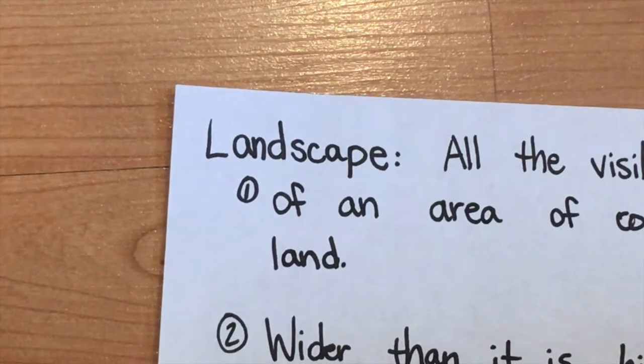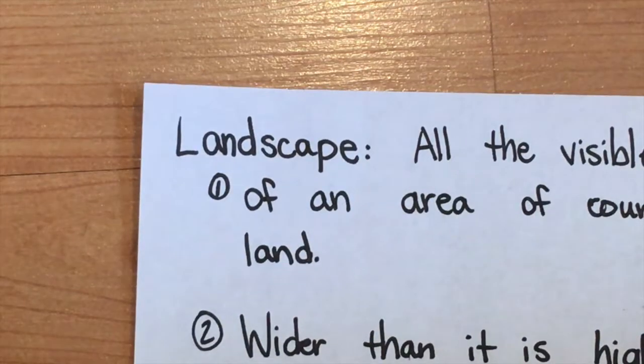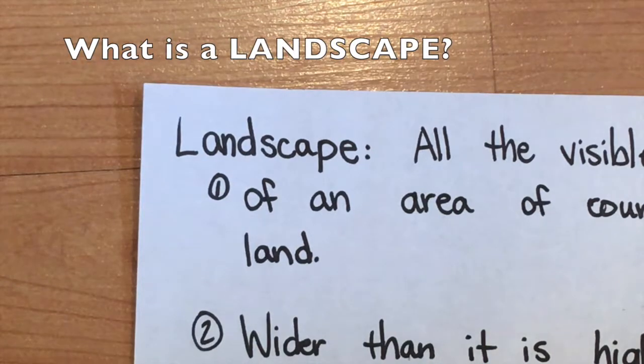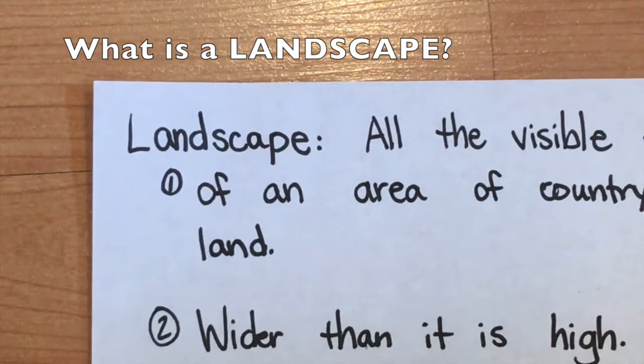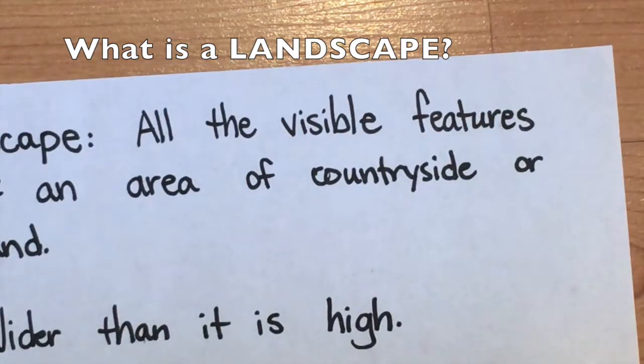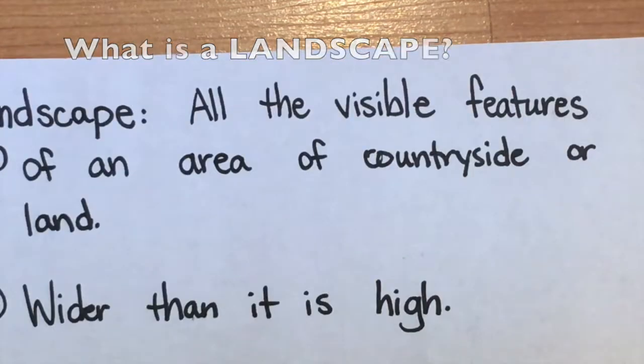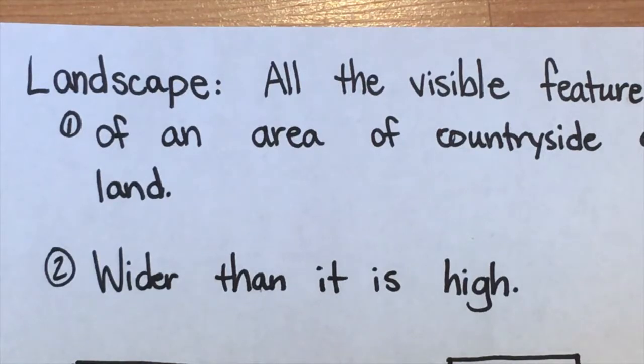Welcome back. Today we're going to talk a little bit more about landscapes. We started with a chalk stencil last time and we divided it up using stencils to create 3 sections of a landscape. So I wanted today to talk to you a little bit more about landscapes and what they are. A landscape shows all the visible features of an area or countryside or piece of land.